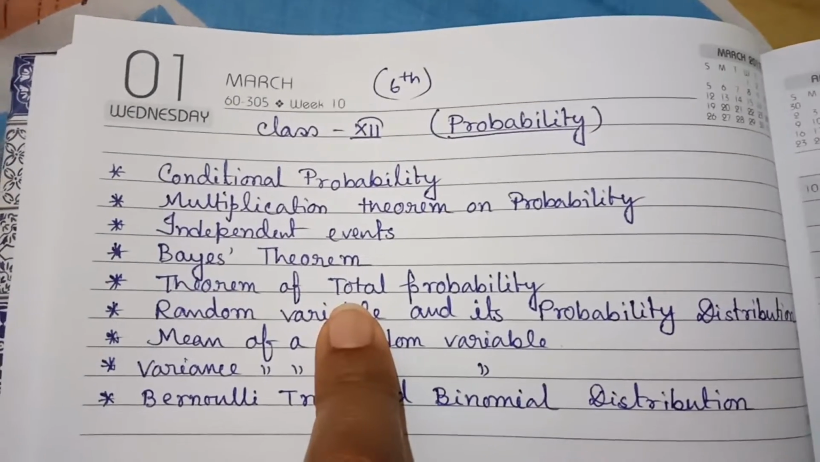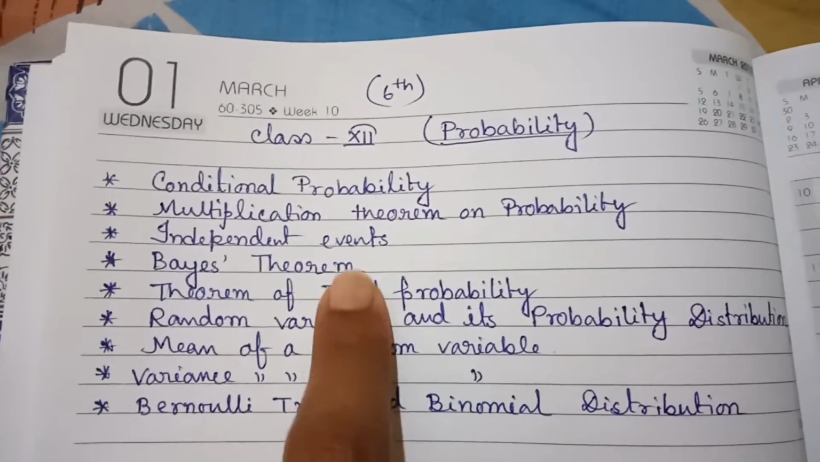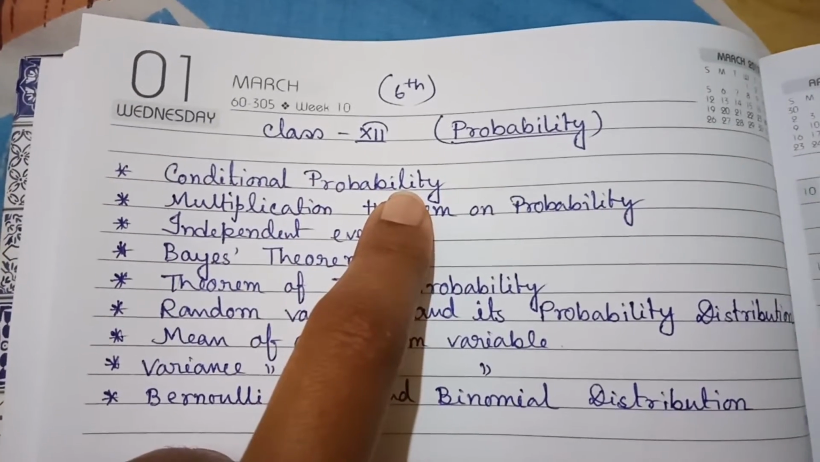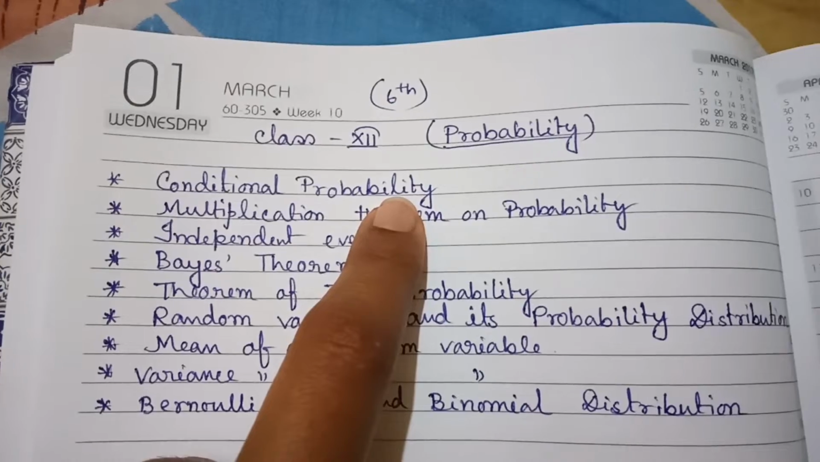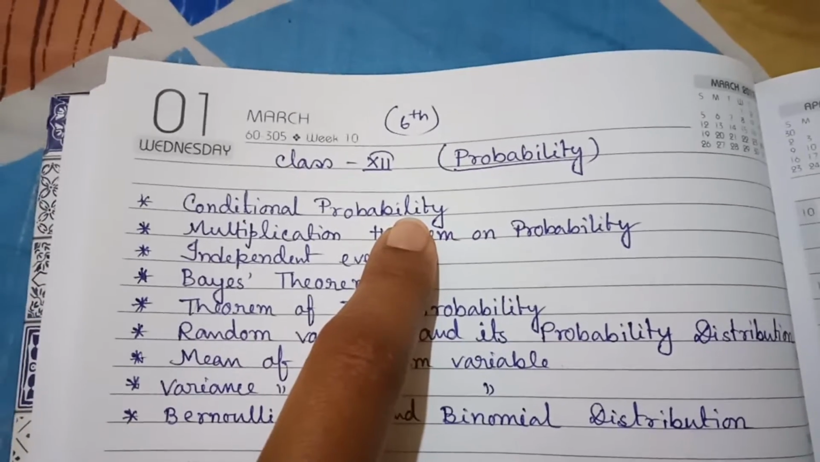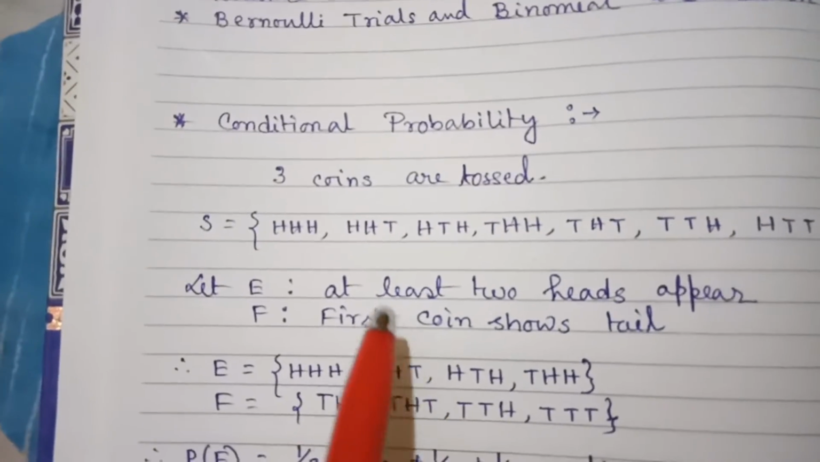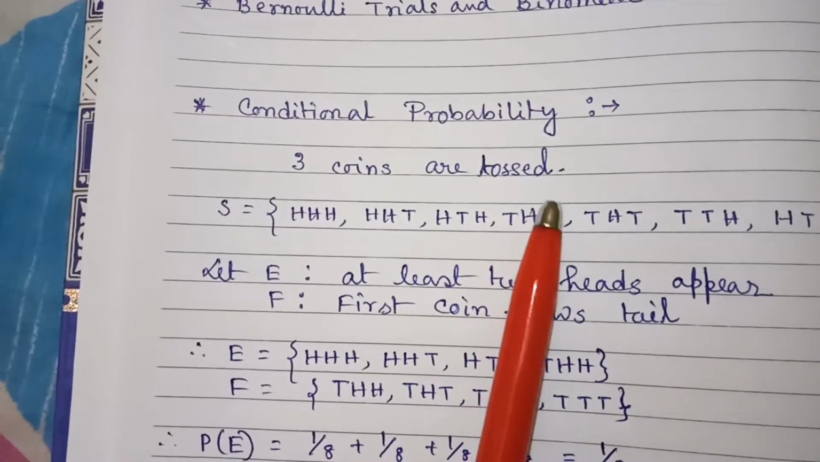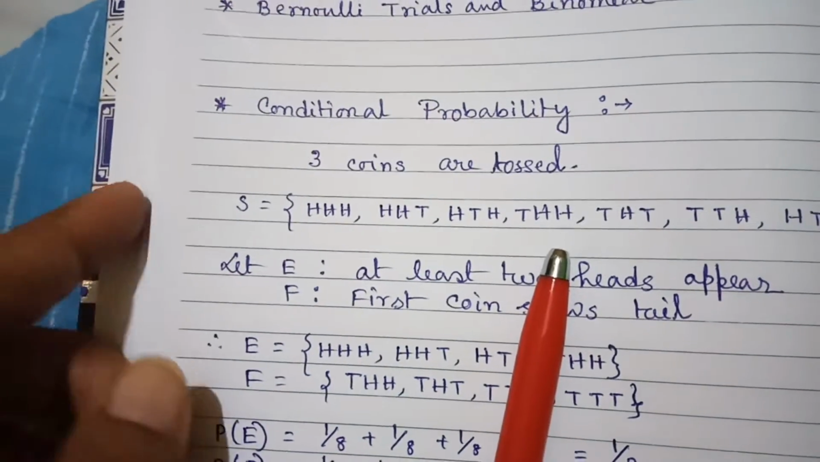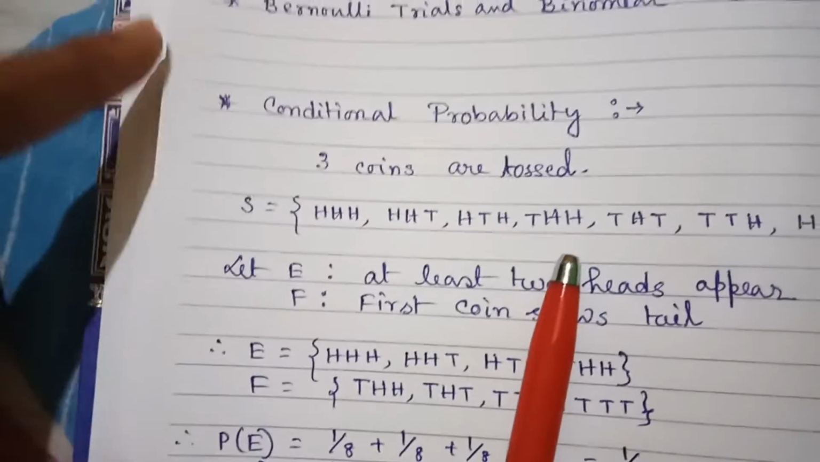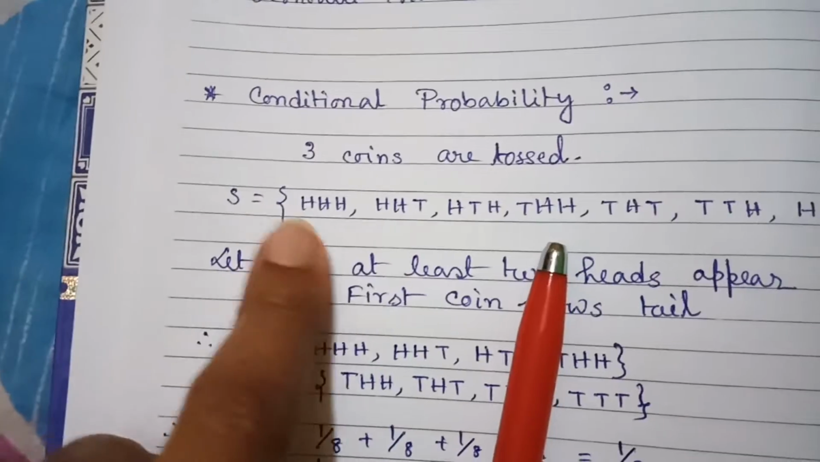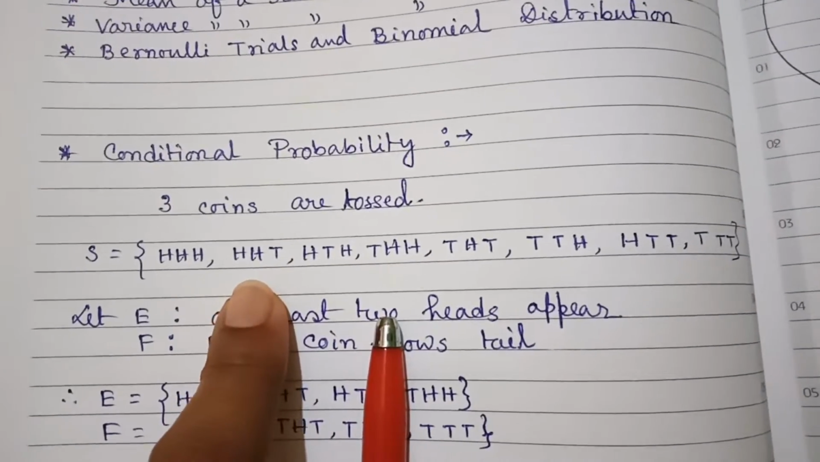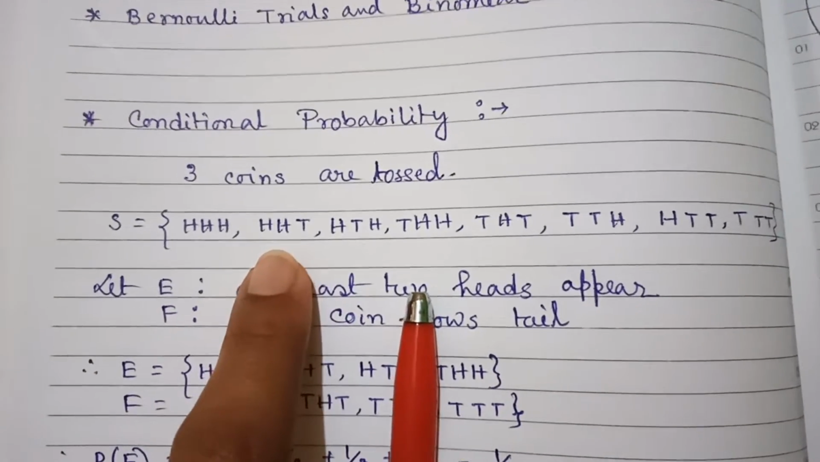So today we will be doing the first topic, that is conditional probability. So let's start with conditional probability. Before we start its definition, we just want to tell you one example. Like 3 coins are tossed, and you all know this sample space will have 8 sample points.